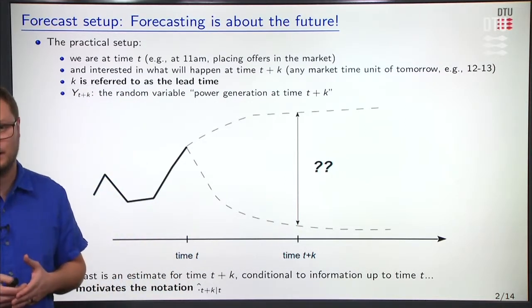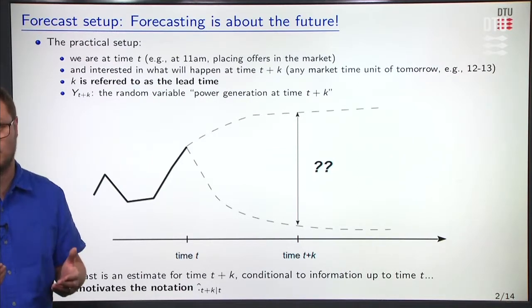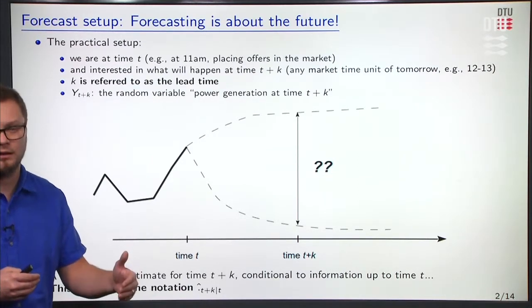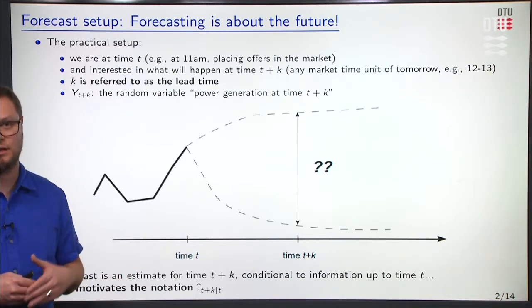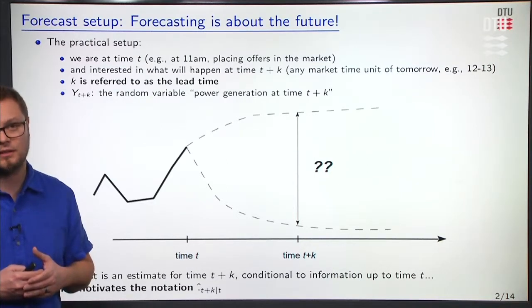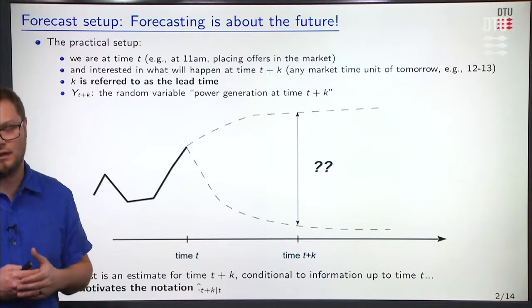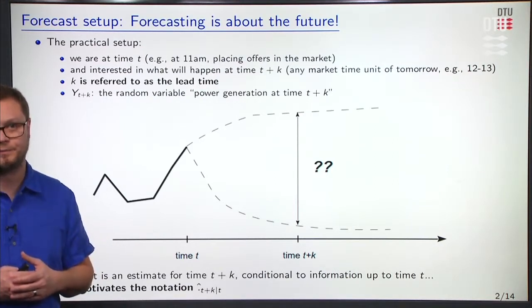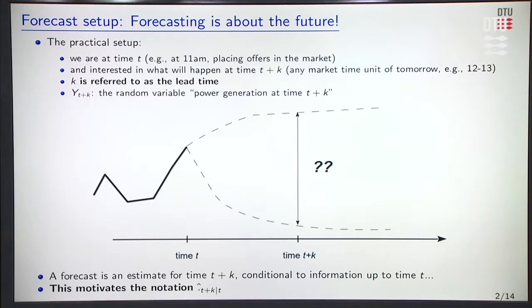K is called the lead time. T plus 1, so k equal 1, means that you predict one step ahead. If the resolution is hourly, it means you predict 1 hour ahead. If you still have an hourly resolution and you predict for tomorrow at the same day, you say t plus 24. So thinking of future lead times, you may be interested in looking at what happens tomorrow, for instance, between noon and 1 in the afternoon, because you have to place an offer for an energy block there that you will generate from your solar power plant or from your wind farm.